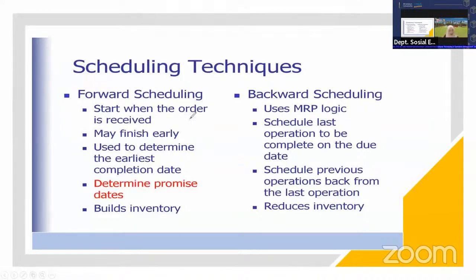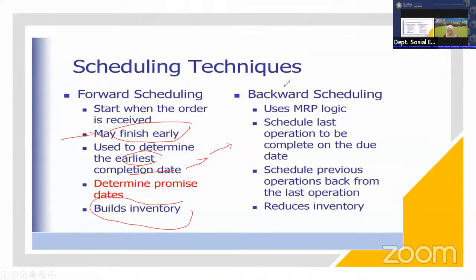immediately when the order is received. So it basically ends up we can finish our task earlier. Okay, so we can use it to determine the earliest completion date. So meaning to say that you can start your task as soon as possible or immediately. Okay, so we can also determine the promised date, and based on that we can build inventory because we know when to start. We know what would be the earliest date to start our task or activity.